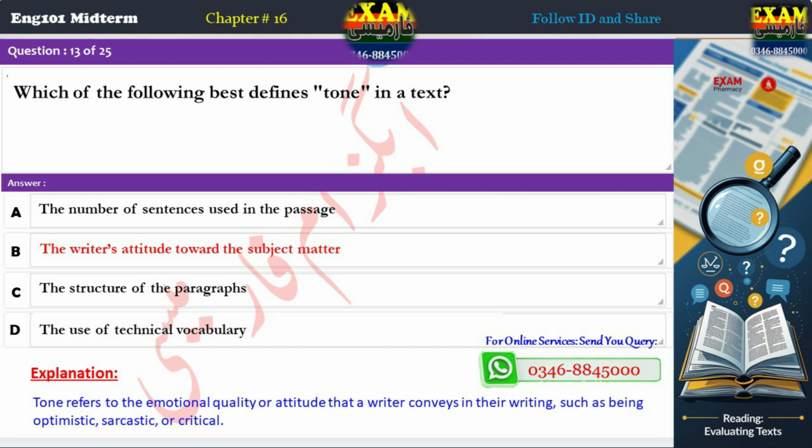Explanation. Tone refers to the emotional quality or attitude that a writer conveys in their writing, such as being optimistic, sarcastic, or critical.